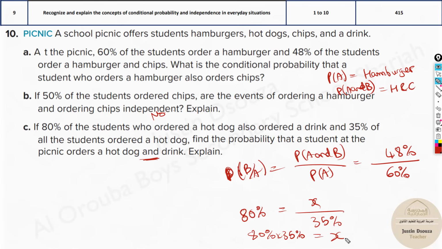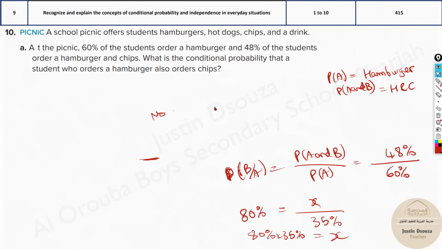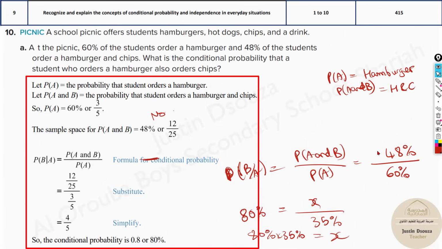Just put it properly in the calculator. You will get all these answers. So let's just look at the answers. The first one over here, it's 80%. Why they have written like this is because they have written in fractions. See, 60% is what? 3 by 5. And 48% is 12 by 25. But you just put 48 and 60, it's much easier.